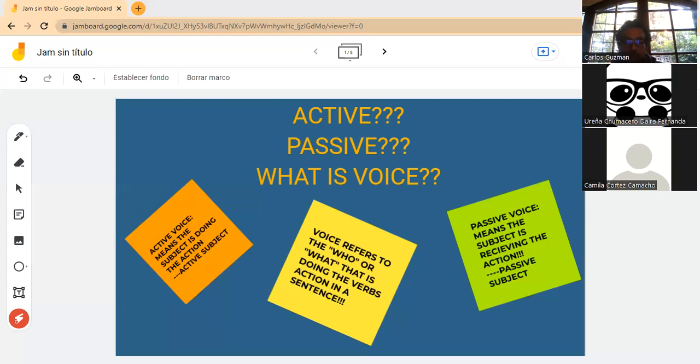And then the passive voice, go ahead and read that, please, Camila. Read the green peg, please. Okay, passive voice means the subject is receiving the action, passive subject. Very good, right? So in here, the subject is receiving the action. It's a passive subject, like the piano. I play the piano. The piano is played by me, right? The actor, or something, I don't know.